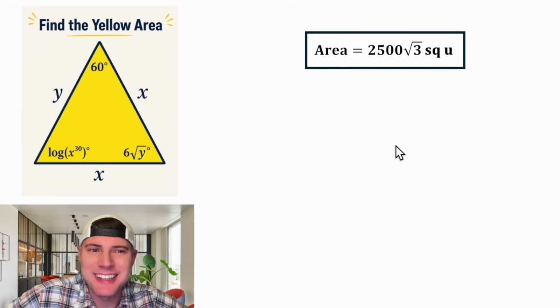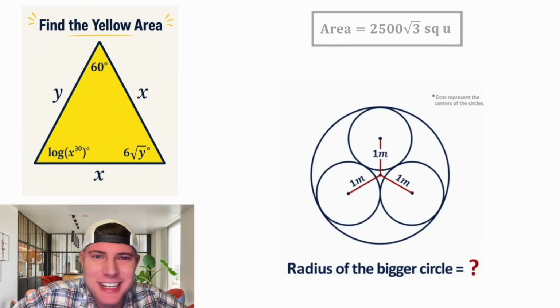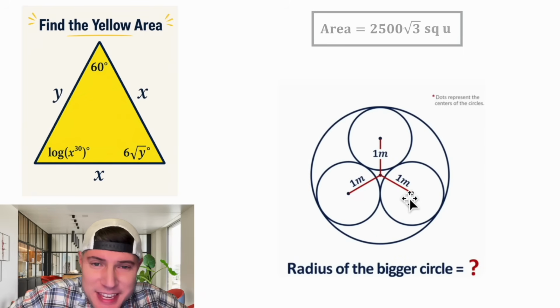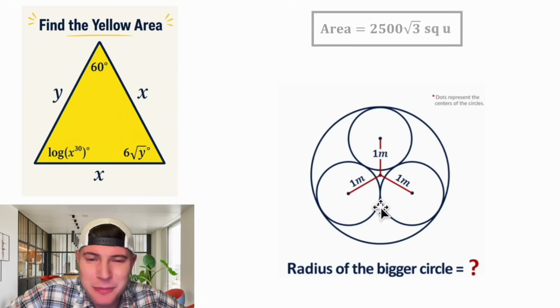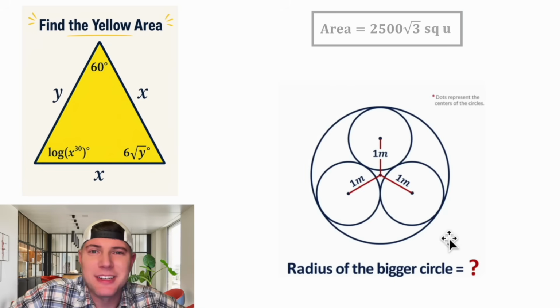How exciting. And this is the problem I'm thinking about doing next. We're given a circle with 3 circles inside of it. This distance is equal to 1 meter, and it wants to know what is the radius of the bigger circle. This is going to be an interesting one. How exciting.